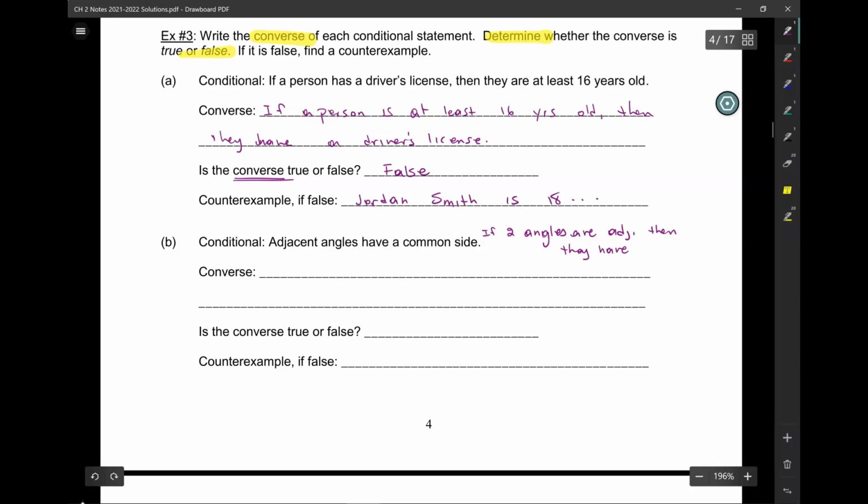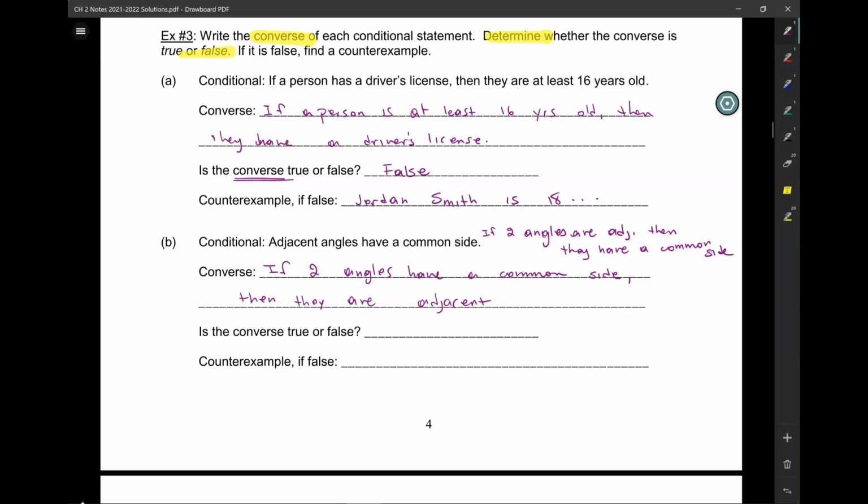Okay, so who wants to give me the converse? Rihanna. If two angles have a common side, then they're adjacent angles. Yup. Okay, I'm rushing now. Then they are adjacent. Okay. True or false? False. Because adjacent angles have to have a common vertex and side, and no common interior points. Yes. Okay, so it's false.